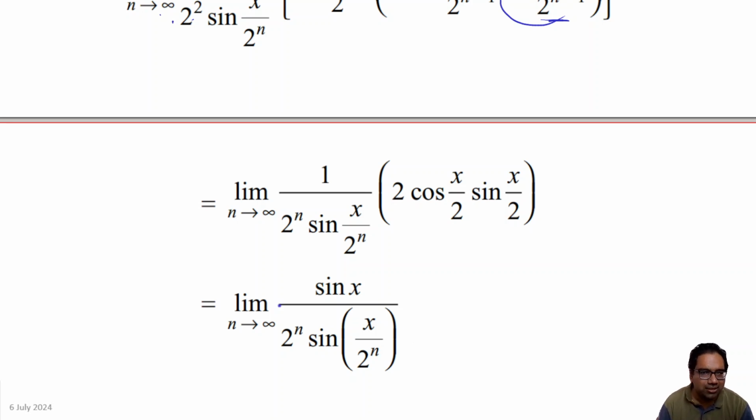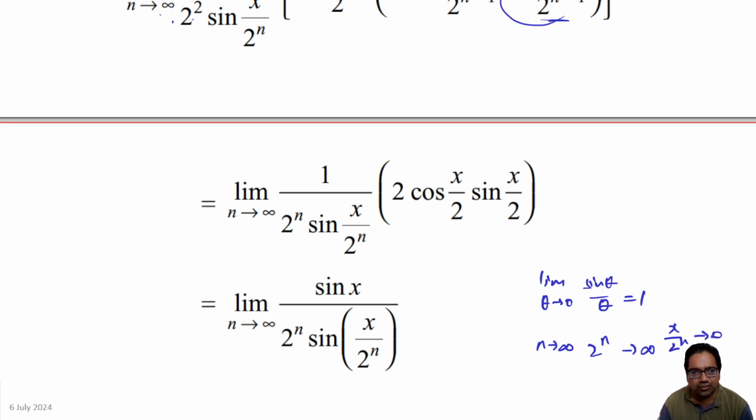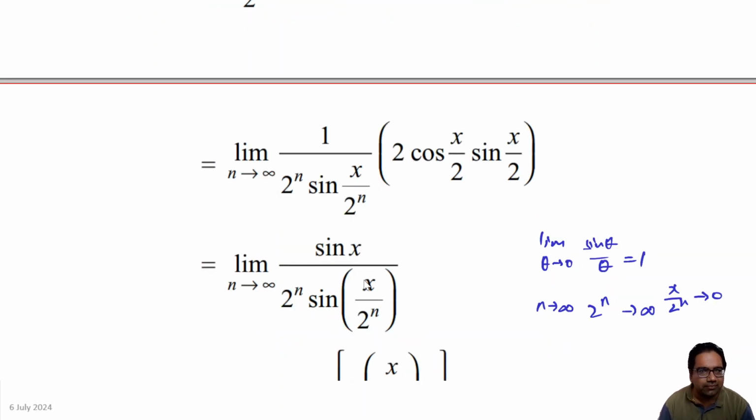So far so good, but we still need to calculate this limit. This also is not looking very straightforward. What will we do now? We know limit θ tends to 0, sin θ by θ is equal to 1. We have sin(x/2^n). When n tends to infinity, 2^n tends to infinity, so x/2^n tends to 0.